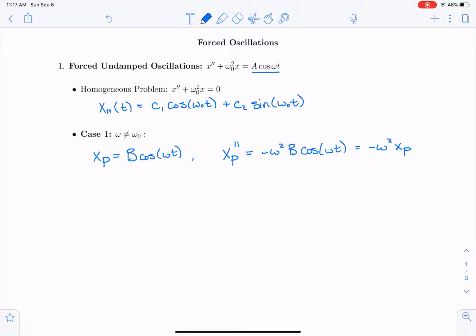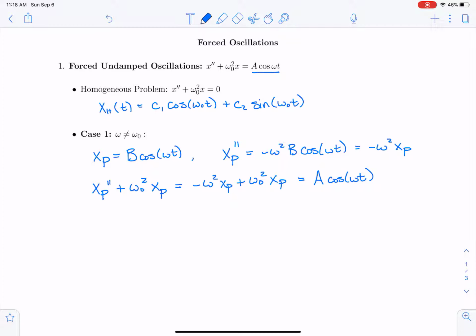So I'm going to substitute this back into my differential equation. That tells me that xp double prime plus omega naught squared xp is equal to, well, x double prime is actually minus omega squared xp, plus omega 0 squared xp, and that is going to equal a cosine of omega t.